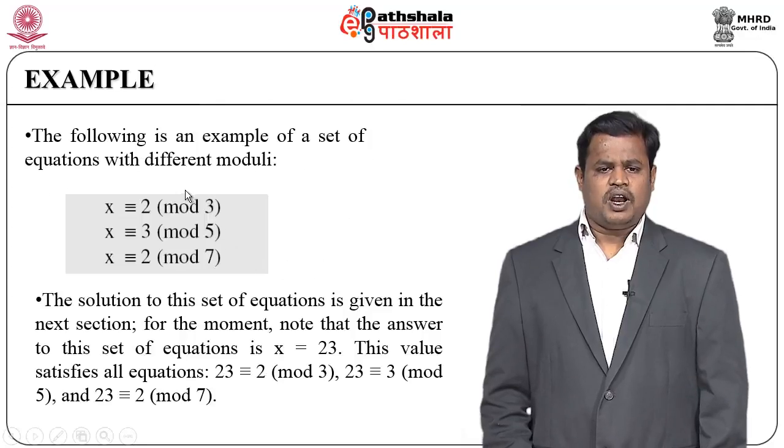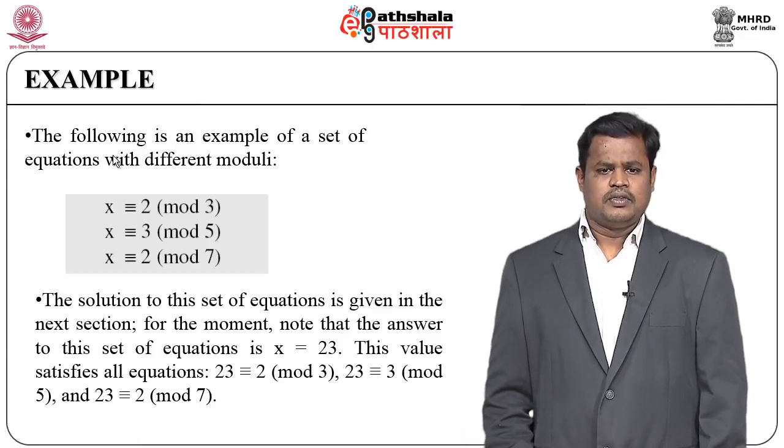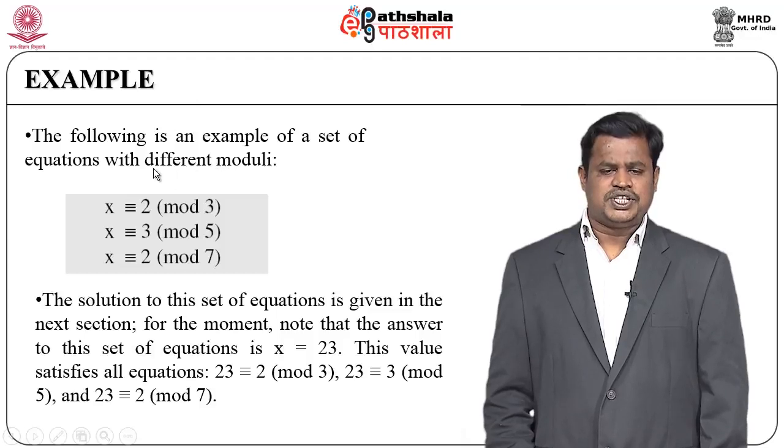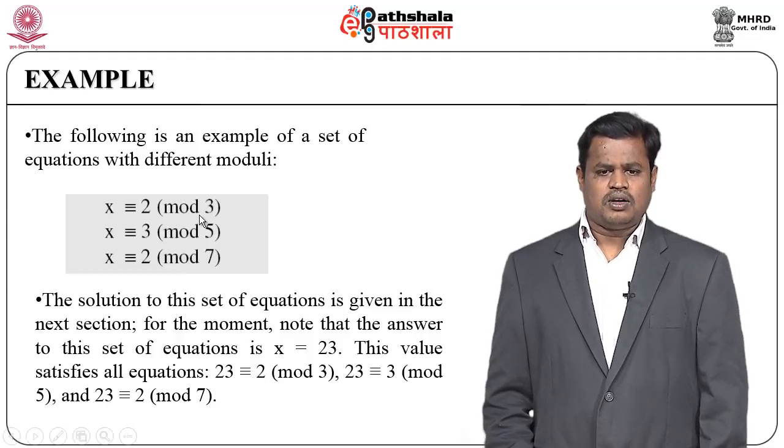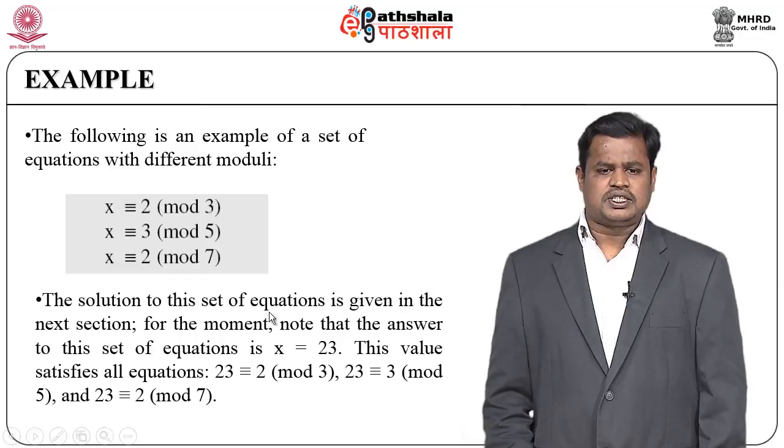If the moduli are relatively prime, then we can have a unique solution for the set of congruences. So, let us work with an example before going to solve that particular riddle. We should also know how to solve it. Here the following is a set of equations with different moduli 3, 5 and 7. So, x is congruent to 2 mod 3, x congruent to 3 mod 5 and x congruent to 2 mod 7. The solution to this set of equations is given in the next section. For the moment, note that the answer to this set of equations is 23. So, we can guess it.